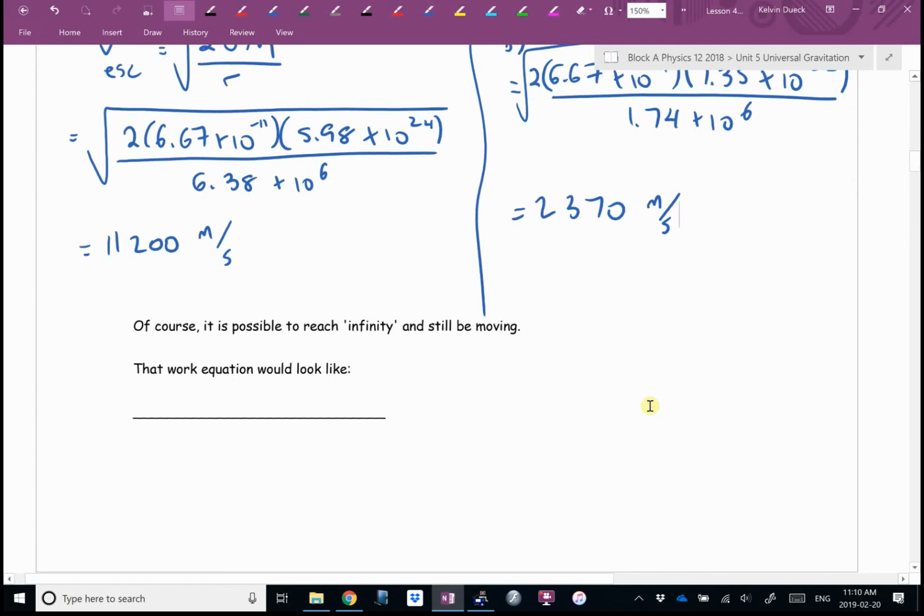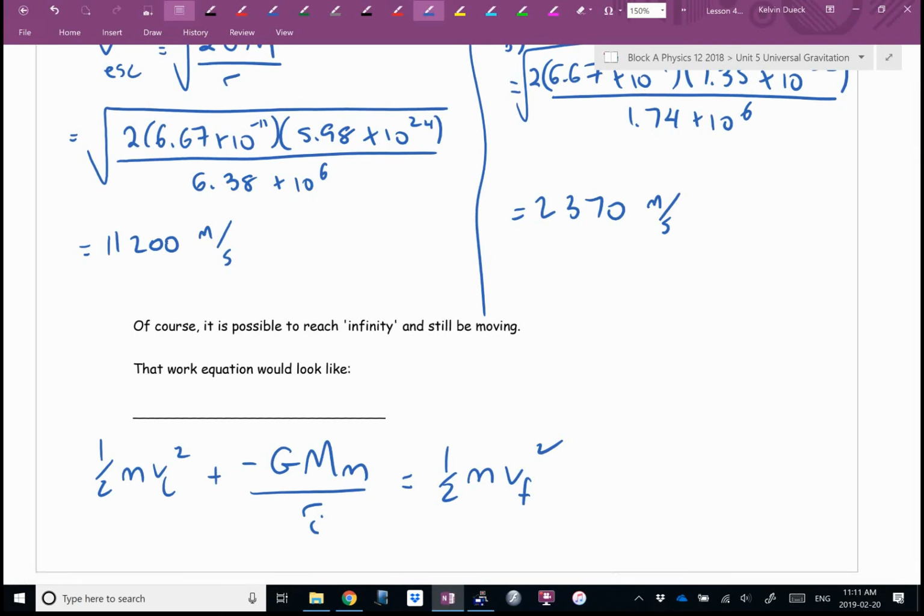Of course, it's possible to reach infinity and still be moving. You could have extra kinetic energy. That equation would look like this: a half m v initial squared plus negative big G big M little m over r initial equals a half m v final squared, plus 0, because out at infinity your potential energy is still 0 because there's no gravity tugging on you. But okay, you might have some extra speed to burn once you get there.